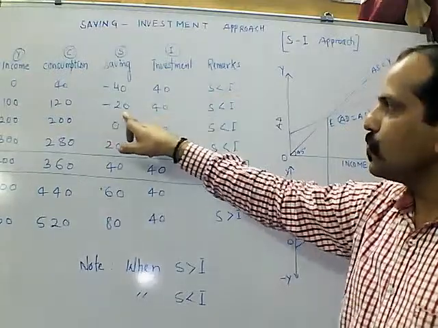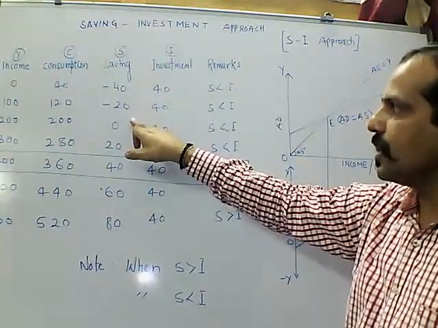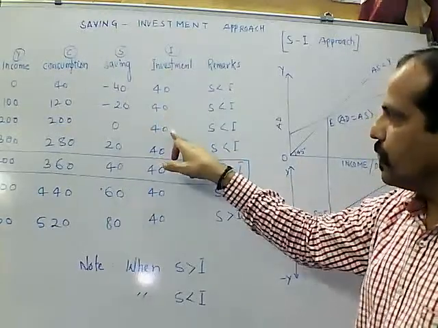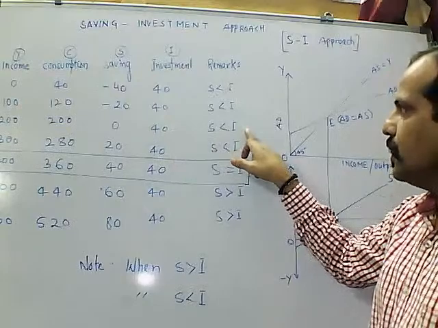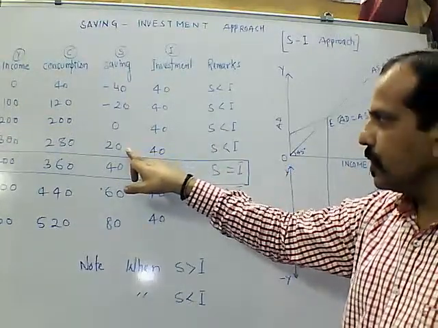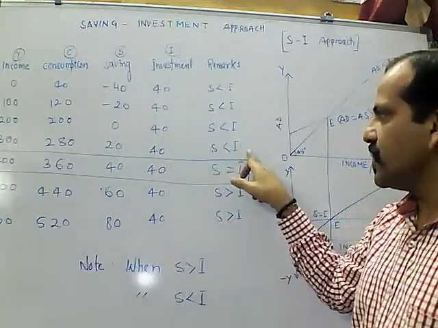Okay, the second, minus 20. So saving is less than investment. Here saving is 0, but investment is 40. So saving is again less than investment. So 20 saving and 40 investment. So saving is again less than investment.